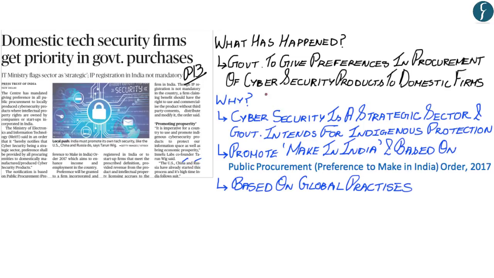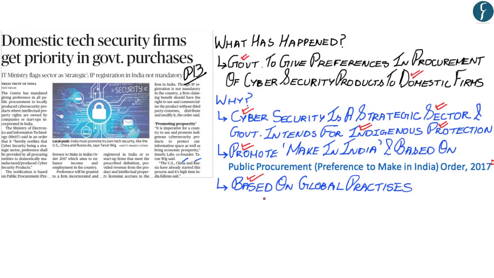So now hopefully up till here you understood that the government of India intends to give preference to procurement of cybersecurity products to domestic firms. And the reason is because cybersecurity is a strategic sector and the government intends for indigenization protection of its information. The second reason is that the government intends to promote Make in India, based on the public procurement preference to Make in India order of 2017. And the third reason is that it is based on global practices, wherein the United States, China, and Russia are already following this practice.